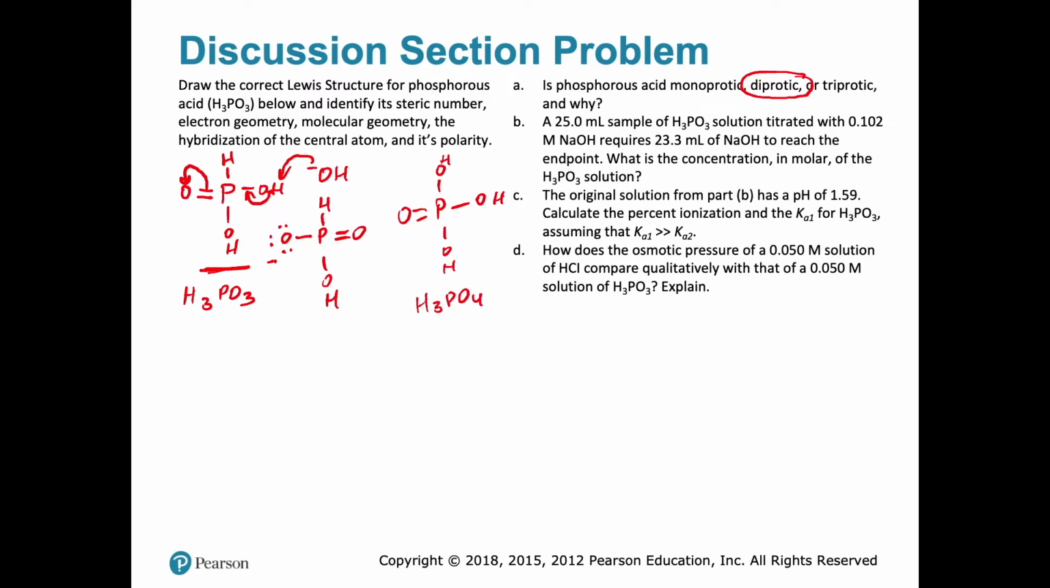Right? That's phosphoric acid right there. And notice that every proton on phosphoric acid is connected to an oxygen, right? And that's the reason why phosphoric acid here is triprotic, and then phosphorus acid here is diprotic.